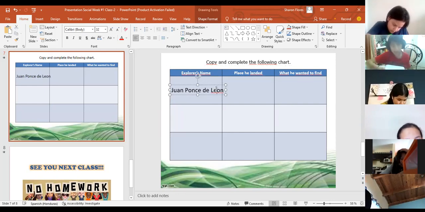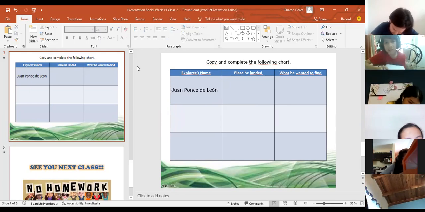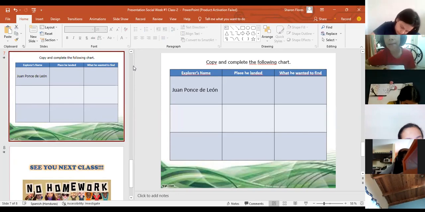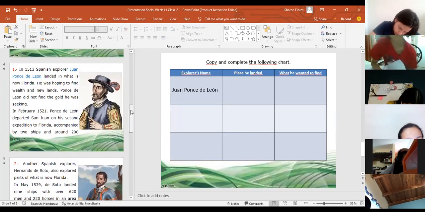Christopher Columbus. So we can write all the explorers that we want, but just three of them that we see here. What is another name, the other explorer?